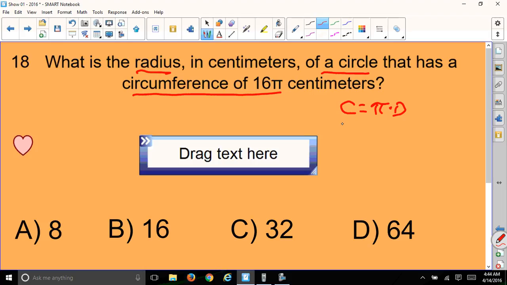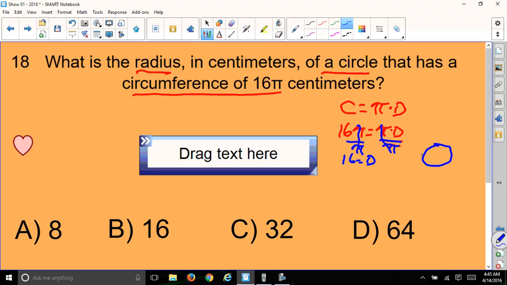So the circumference already is equal to 16 pi. So we have pi times what number will give you 16? Well, if I divide both sides by pi, the pi's will cancel out, leaving me with 16 equals D, and D stands for diameter. So that means the diameter is equal to 16.